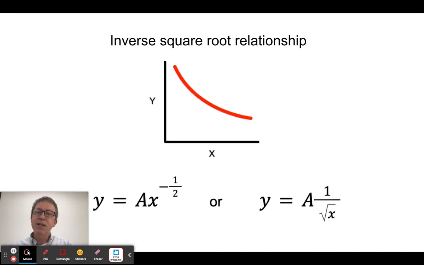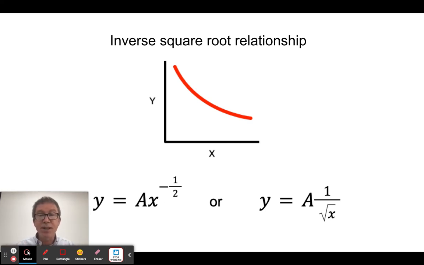And then look at this one here. This is the reciprocal of that. This is what happens when I raise x to the negative 1/2 power, or, I'm sorry, the reciprocal of the square root. In which case, it looks a lot like the inverse relationship. Now, how am I going to tell them apart? Well, that's what we're going to talk about next.